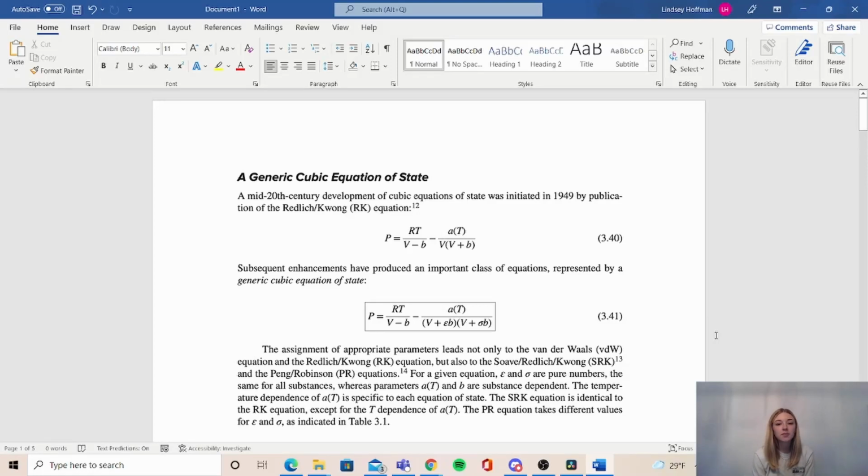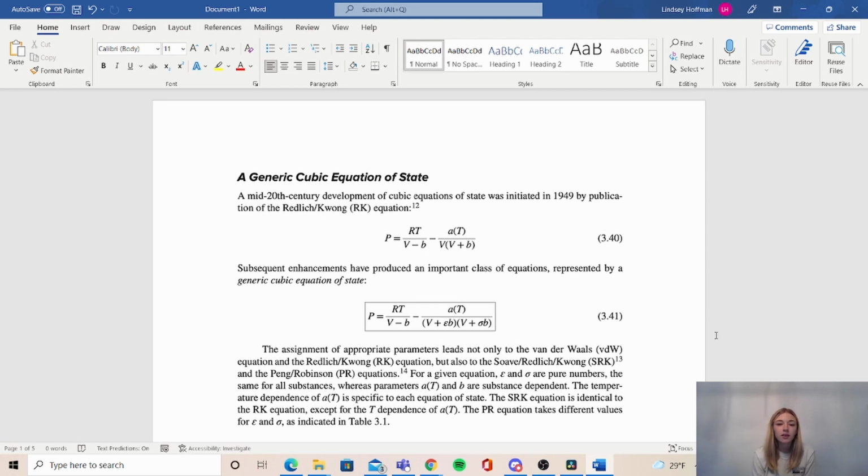So in this video, we're going to be using Python to plot isothermic curves for water. We're going to be graphing pressure versus specific volume of water. And to do this, we're going to be using the generic cubic equation of state. Since there are different versions of doing this, we're going to keep it simple and use the SRK version.